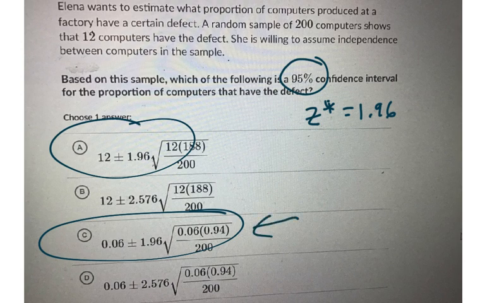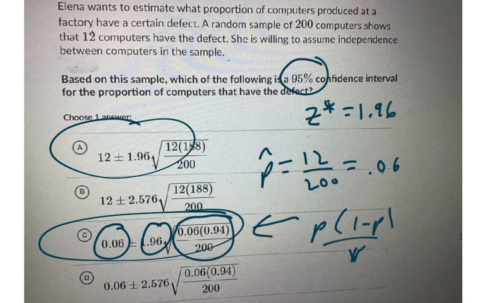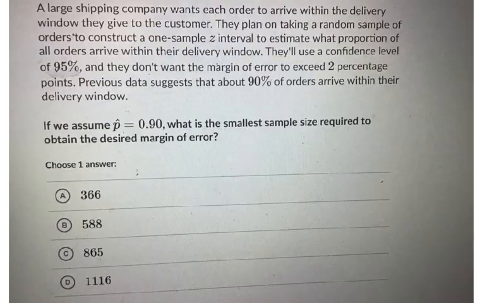Why? Because if I have 12 out of 200, that's 0.06 for my p hat. So that's our point estimate. There's our Z star. And if you look right there, there's my square root of p hat times 1 minus p hat over n. So the correct answer you would pick is C. All right, let's move on to the next one. All right, we'll make this our last one.